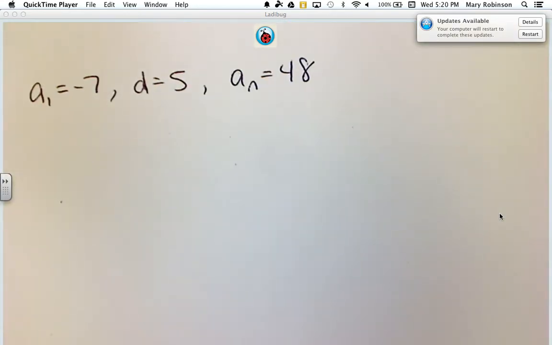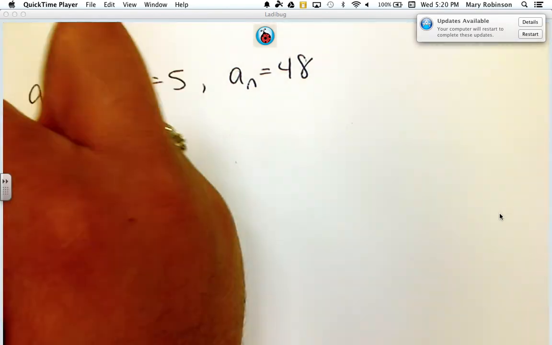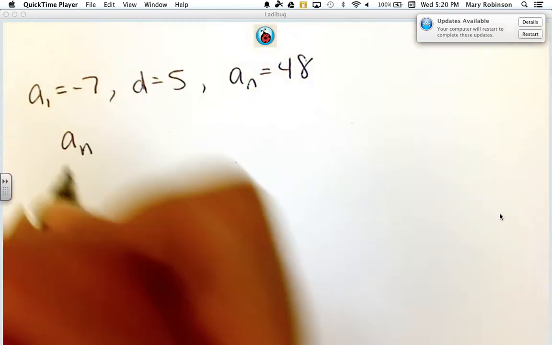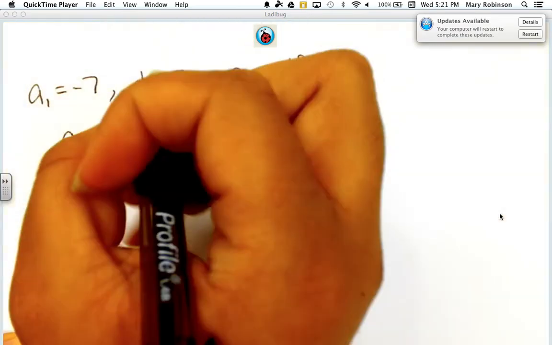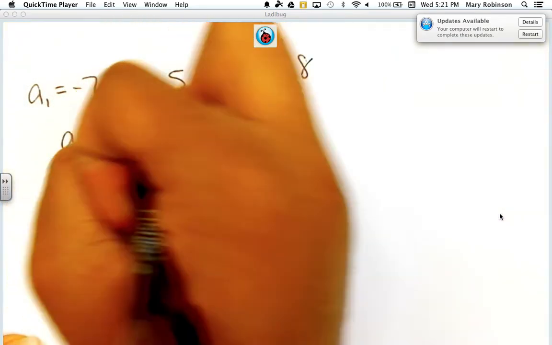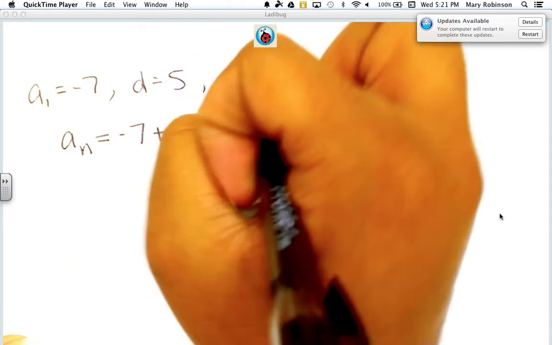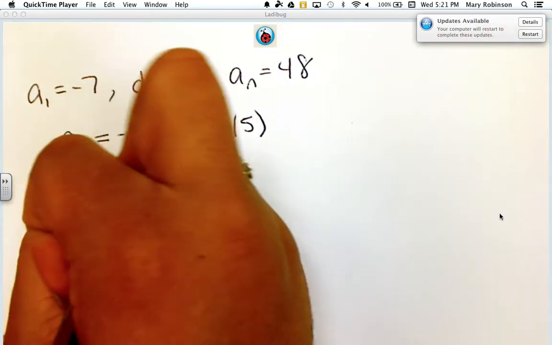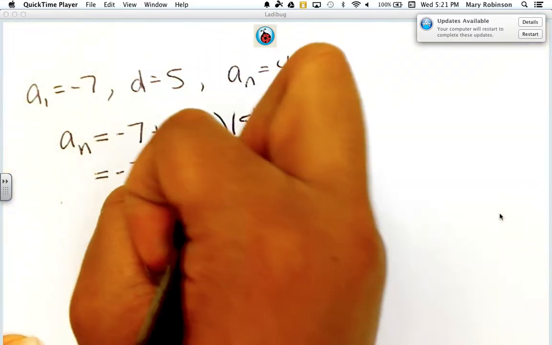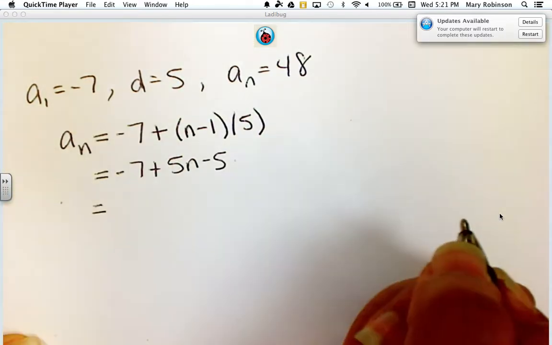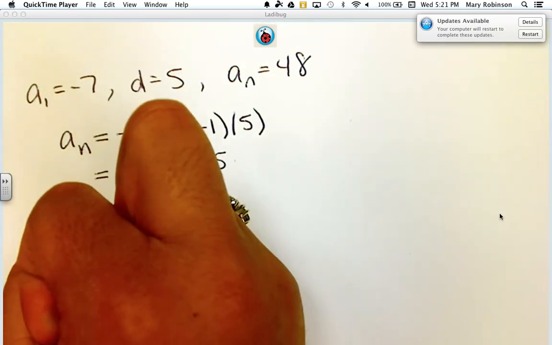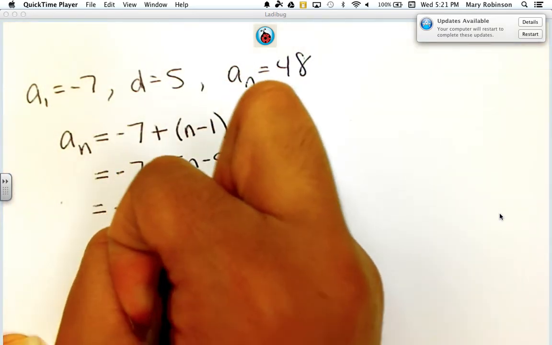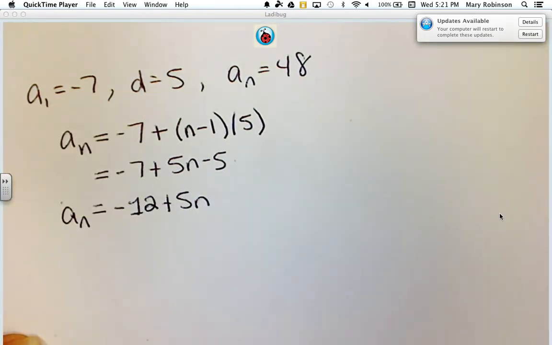We're going to use these values to determine the number of terms in the sequence, so we're going to solve for n. First we have to find the explicit formula. So a sub n equals a sub 1, so -7, plus the quantity n minus 1 times our common difference of 5. Then we multiply that out: -7 plus 5n minus 5. Then -7 minus 5 is -12 plus 5n. So our a sub n equals -12 plus 5n.